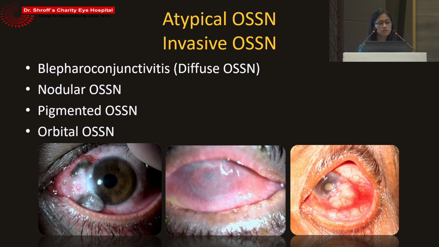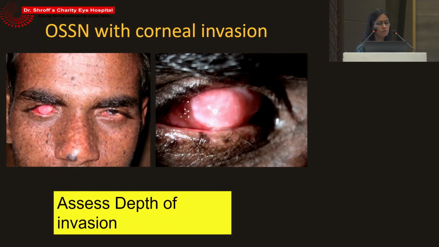So these are usually the corneal variant of OSSN. There are a few other variants which can also be a little more aggressive: the atypical variants like a diffuse blepharoconjunctivitis, where there is involvement of the sclera with a lot of thinning; this was a pigmented OSSN in an HIV positive patient; and a nodular variant which tends to go deeper rather than come towards the surface. These are also typically seen more commonly in xeroderma pigmentosum patients and other patients with an immunocompromised state.